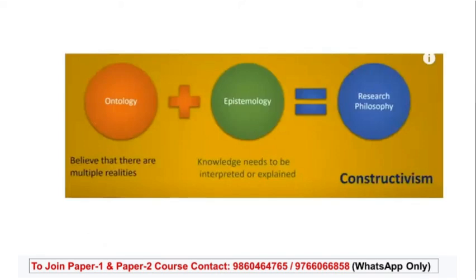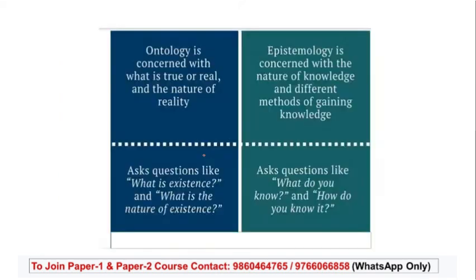When we talk about ontology, it is something which believes in reality. And epistemology is something which needs explanation. Let's understand with the help of this particular slide. When I say ontology, it is concerned with what is true or real and the nature of reality. So it helps us ask the question: what is existence, what is the nature of existence?